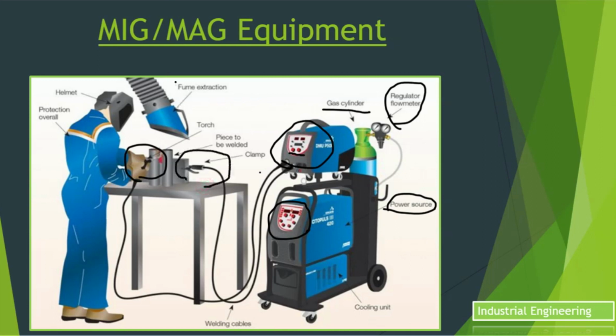This is the fume extractor, which collects the fume at the time of welding. This person is wearing all the PPEs, the personal protection equipment, and a helmet for welding. This is the cooling unit of the MIG welding machine.